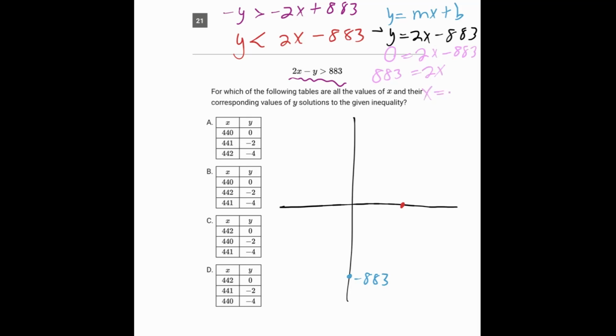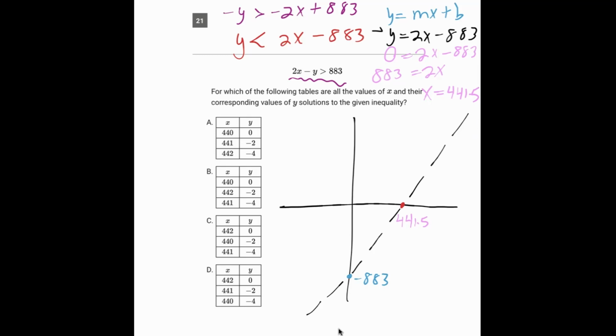Divide by 2, and you'll get 441.5. So this right here is 441.5 on the x-axis. In other words, it's 441.5 comma 0. So for greater than and less than, you want to have a dashed line. So that's this line right here. And because it's less than, we're shading below.